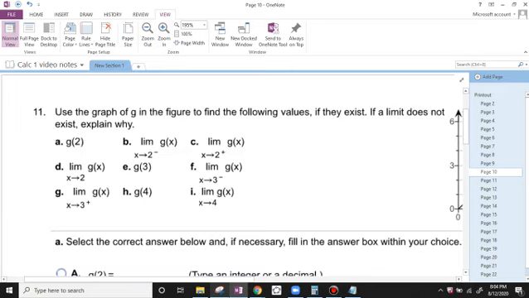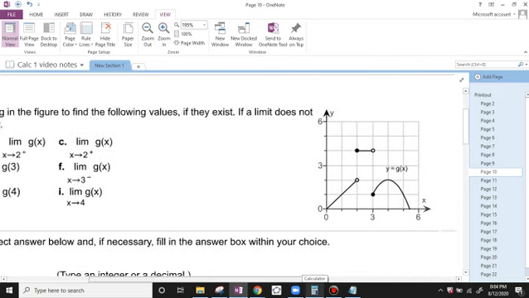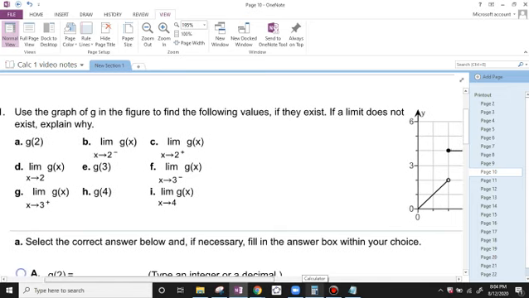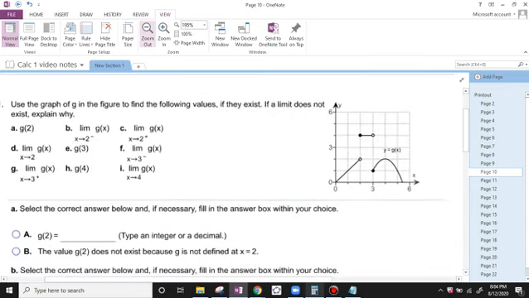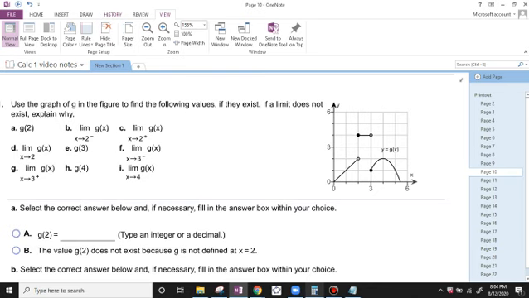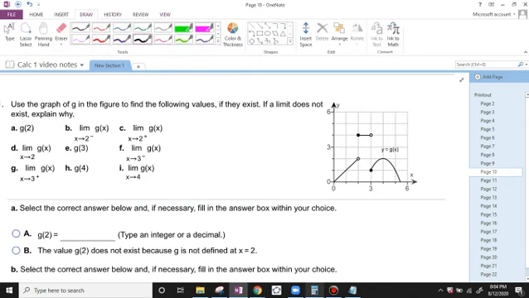Another one, let's take a look at this. Great. Limits. Make that a little smaller. There we go. All right. G of 2. The black dot for 2. Oh, 2's right here. The black dot for 2 is at 4. G of 2 is 4.